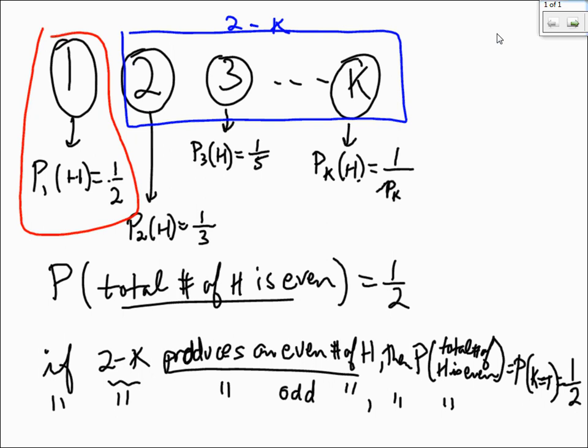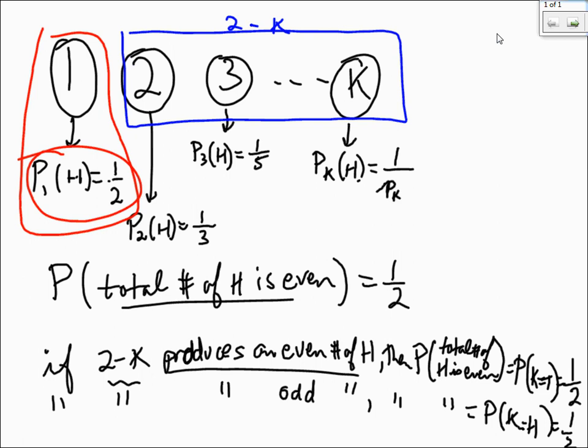And likewise, if 2 through k produces an odd number of heads, then the probability that the total number of heads is even is going to require that this kth coin be a head. You have an odd number of heads, and then you get another head, you'll have an even number of heads. And this also happens with the chance 1 out of 2. Oh, I should have emphasized it. The probability that this first coin is tossed and comes up heads is 1 out of 2.